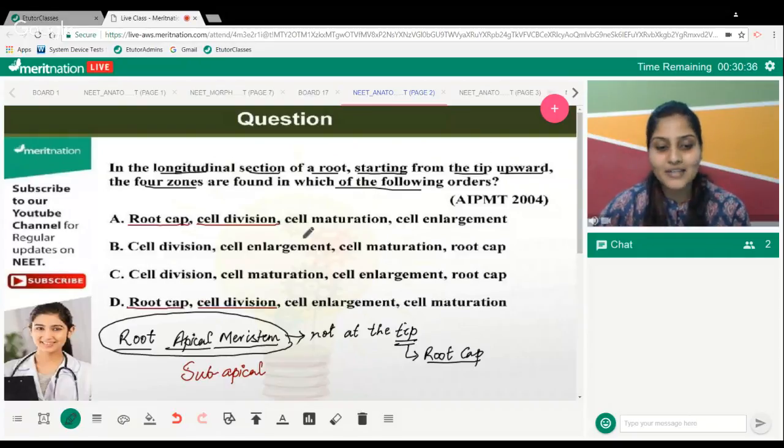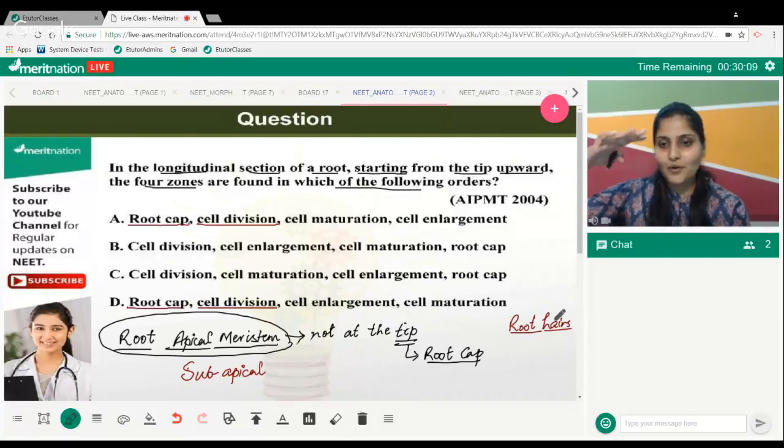In order to get to the deciding factor, you must know that there are root hairs present. Isn't it, people? Guys, you know about the root hairs? I'm just coming to that, Priya. Can I know from which region root hairs are arising? They are arising from the uppermost portion, the region of cell maturation.